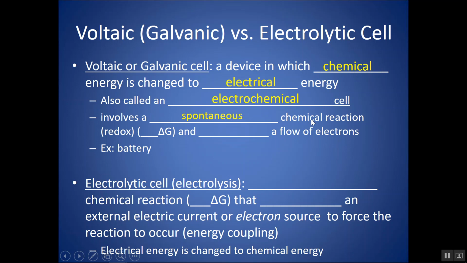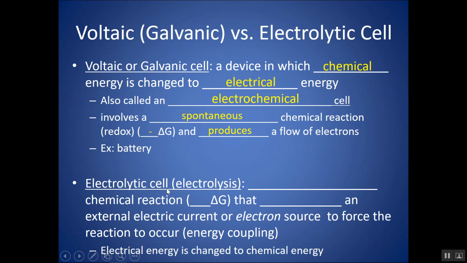These are always involving a spontaneous chemical reaction. So it's taking a chemical reaction that is happening by itself without us forcing it to happen. So if it is spontaneous, remember that your delta G, your Gibbs free energy change, is negative. It is thermodynamically favorable. And you are producing a flow of electrons, and this is why these could be used as batteries, which we will see later.